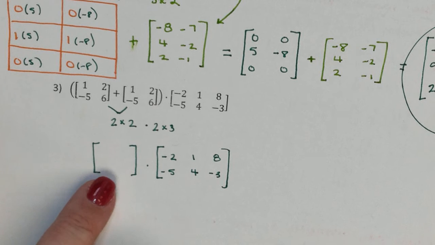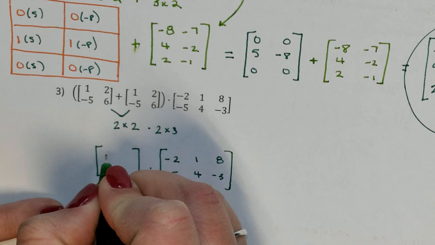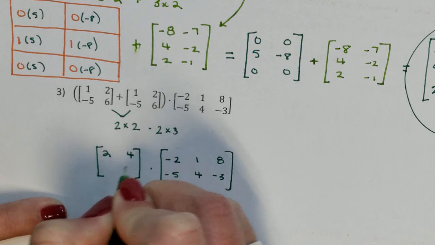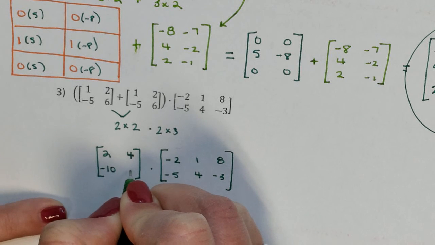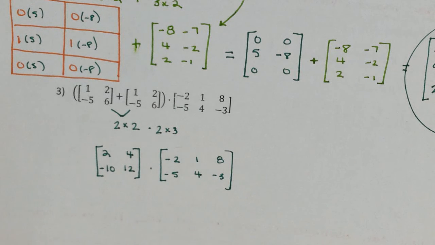All right, what's this matrix that we get when we added those two 2 by 2s? What's in this box in the top left? A 2. What's in the box on the top right? 4. Bottom left? Negative 10. Last one? 12. So far, so good? Are we okay so far? Question so far? All right, now what can we do?